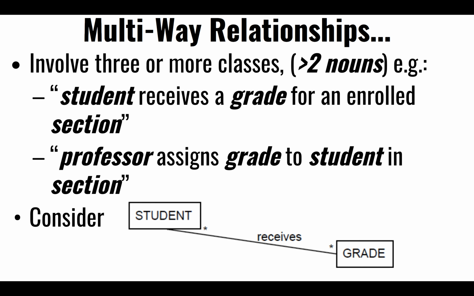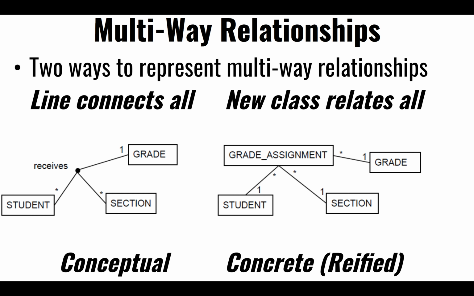So for instance, let's consider this one where you have "students receives grade," where it's missing that it's for a particular section, that it's not binary, but it's three-way, right? In a UML class diagram, the way you would capture that is like this. Maybe you have a dot there and say that the relationship is three-way between the student, the section, and the grade, and you're done.